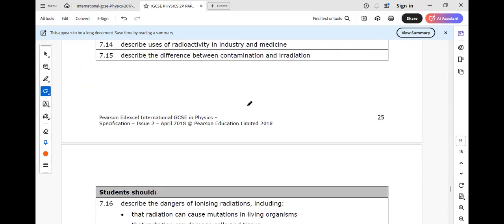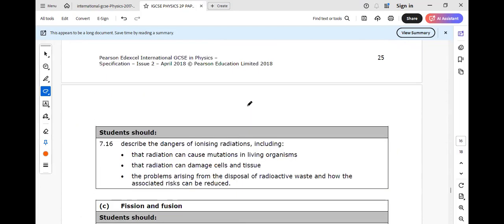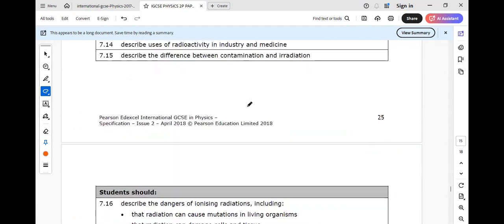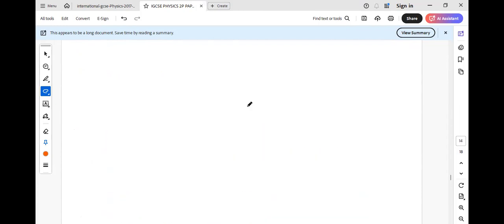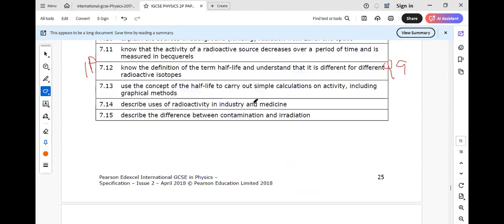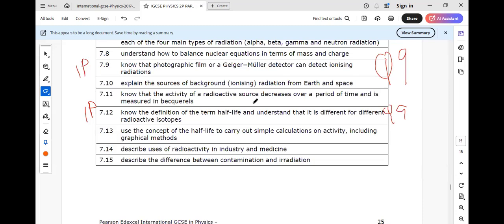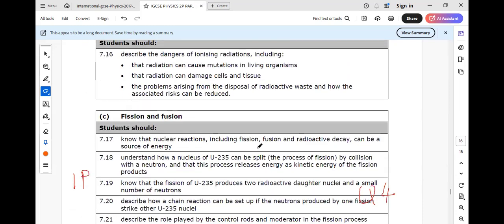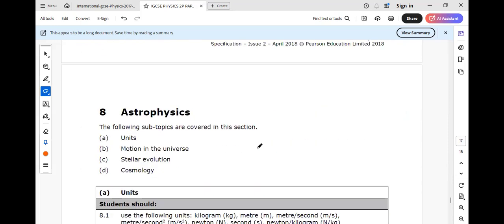They are possible types of questions, right? Uses and hazards of nuclear radiation could be there, because the practical on nuclear radiation was also given in paper 1, right?